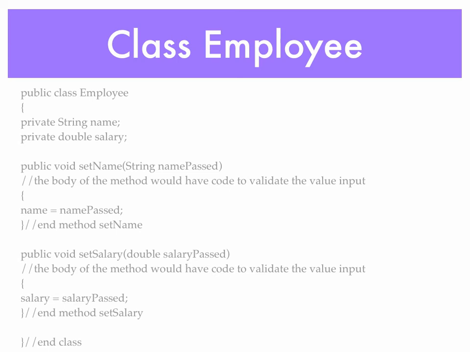Now again, these two methods have not been fully developed. Had they been fully developed, they'd have code that would validate the input before it was saved in the storage space. So in setSalary, we would validate the amount so that it could perhaps not be a negative number or not be greater than $1 million, what have you. Each one of these would have code that would validate that value that's passed into it before the value was saved. So those are two setter methods.